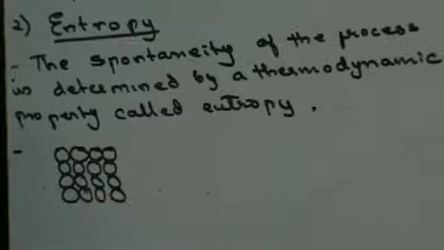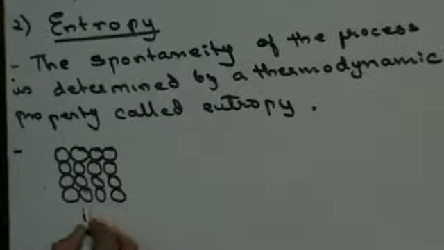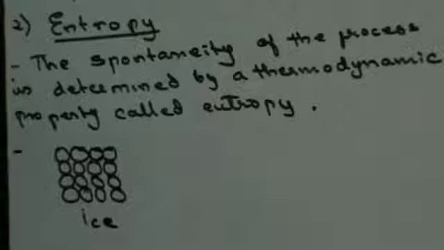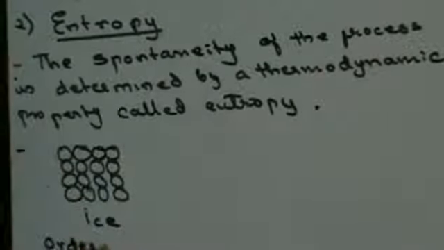This is ice, right? Ice is in an ordered state. If you consider ice, it has a highly ordered arrangement of water molecules. The molecules are closely packed. They have certain motion that they can perform, right? Let's assume that when I heat ice, let's consider melting of ice.